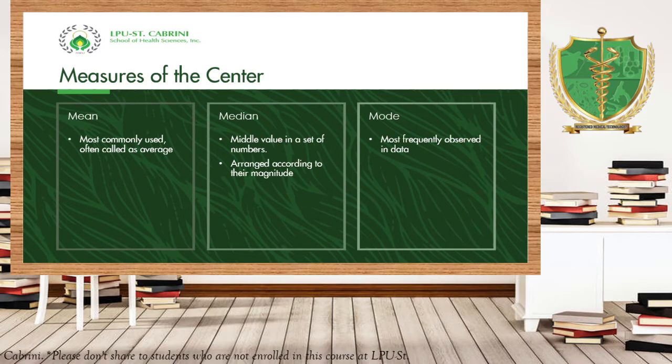Now, what is mean? When we say mean, that is the most commonly used and is sometimes referred to as the average, or the arithmetic mean. We are just getting the sum of all the values divided by our sample size. For median, that is the middle value in a set of numbers. In order to get the median, we have to arrange our values according to magnitude. And lastly, we have mode, which is the most frequently observed value in the data.